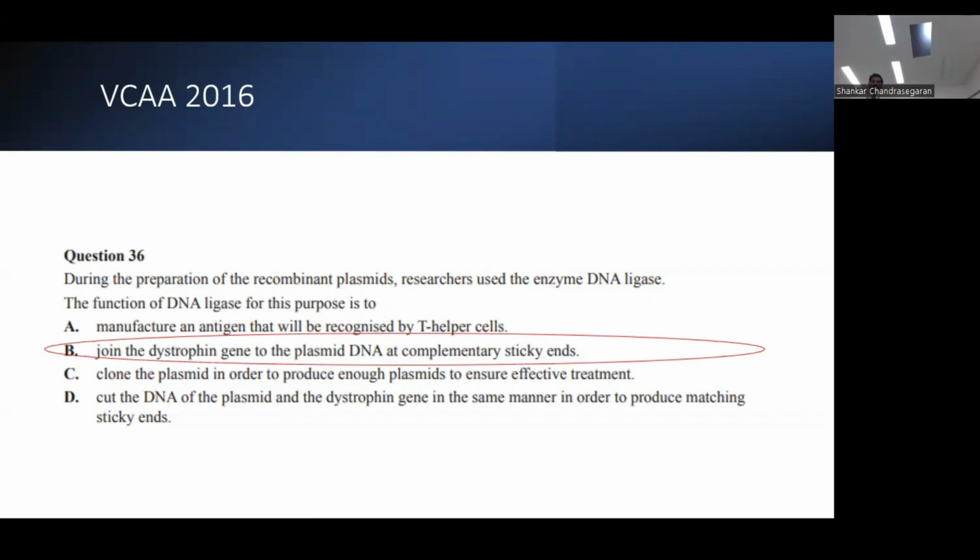So you can always remember that one. Okay, remember that DNA ligase is about pasting the DNA fragments together. Restriction enzyme is about cutting it, and polymerase is about making copies. Okay, DNA polymerase makes DNA copies. RNA polymerase makes RNA copies.